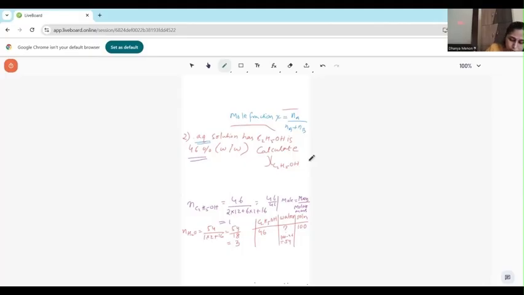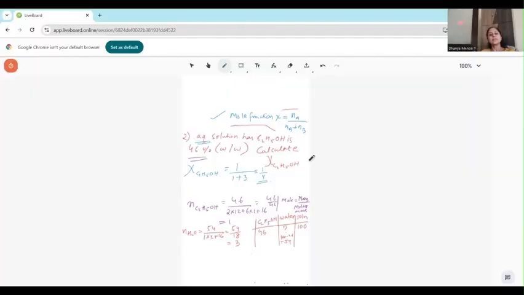So chi of C2H5OH, formula is written on top. Number of moles of ethyl alcohol is 1 by number of moles of water plus ethyl alcohol, the total number of moles. It comes to 1 by 4, right? Which is equal to 0.25.